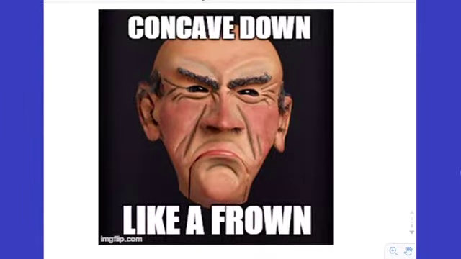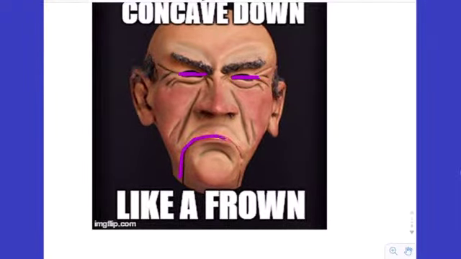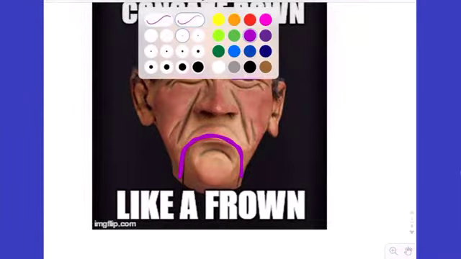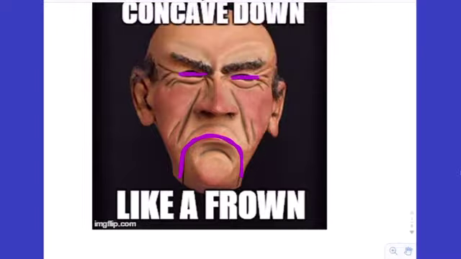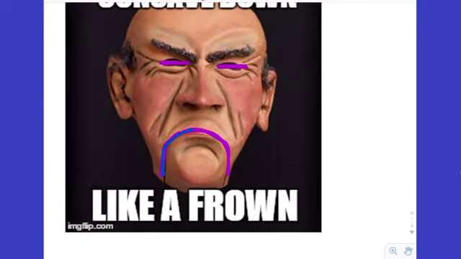Y'all know Walter, right? His eyes are beady eyes. They're almost like negatives, okay? And so like Walter, you get concave down like a frown. So anytime the second derivative is negative on an interval, the graph is going to be concave down. Now, it could be increasing concave down or decreasing concave down, either one of them.